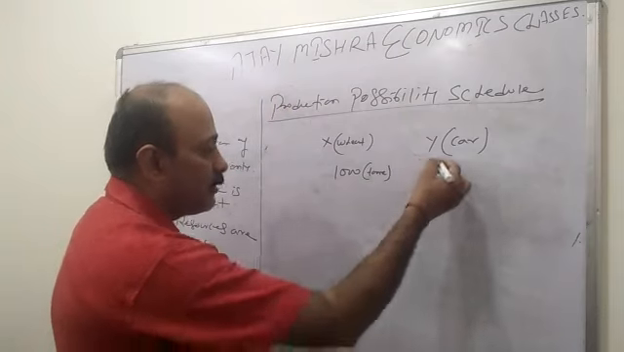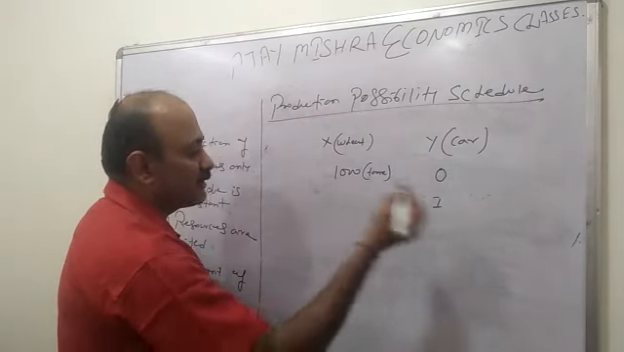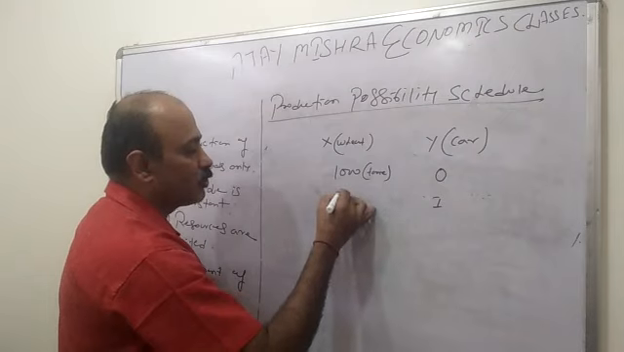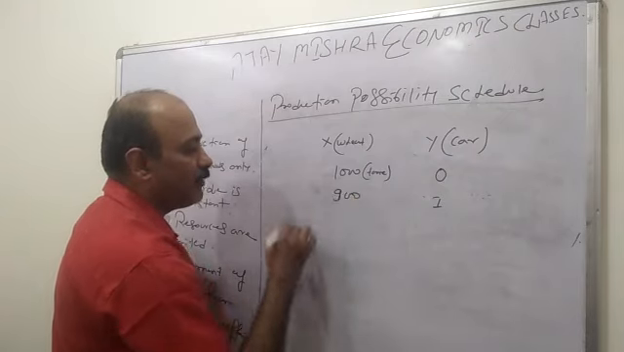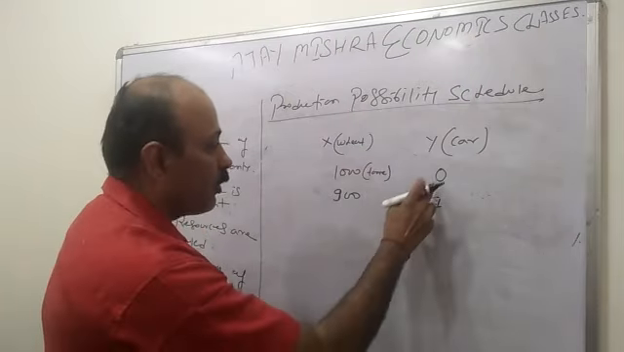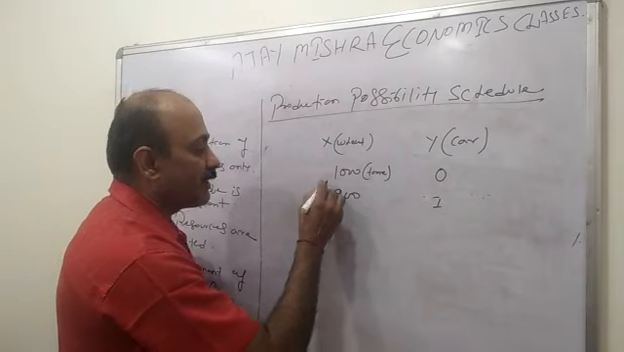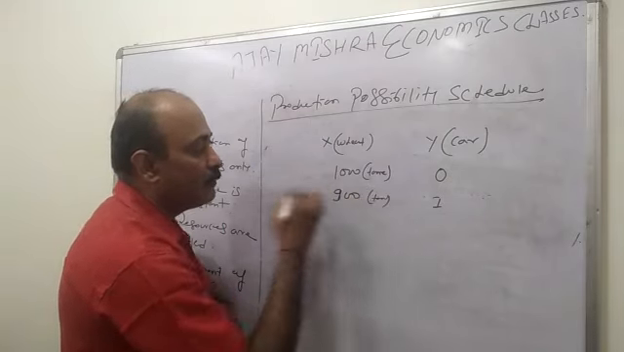So for production of 1 unit of car, a student needs to sacrifice 100 tons of wheat. So for 1 unit of car you are sacrificing 100 tons of wheat.